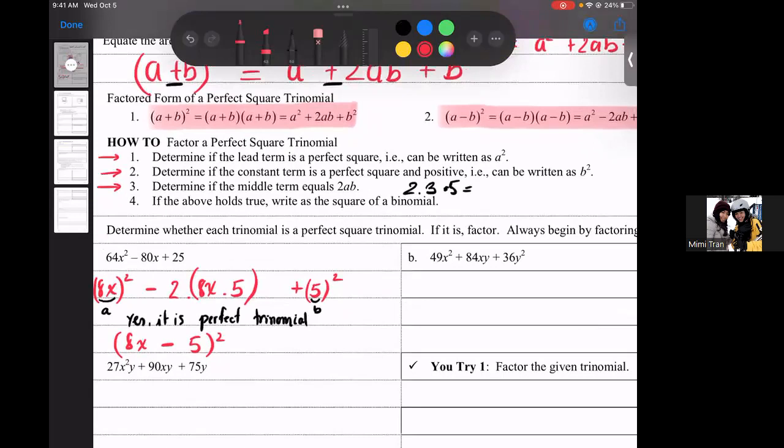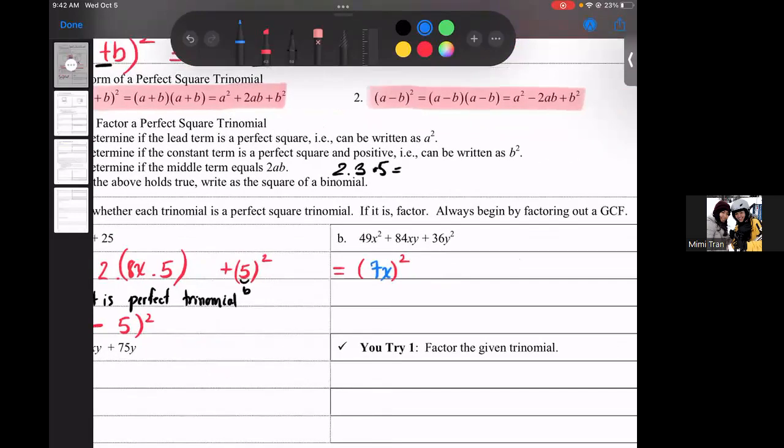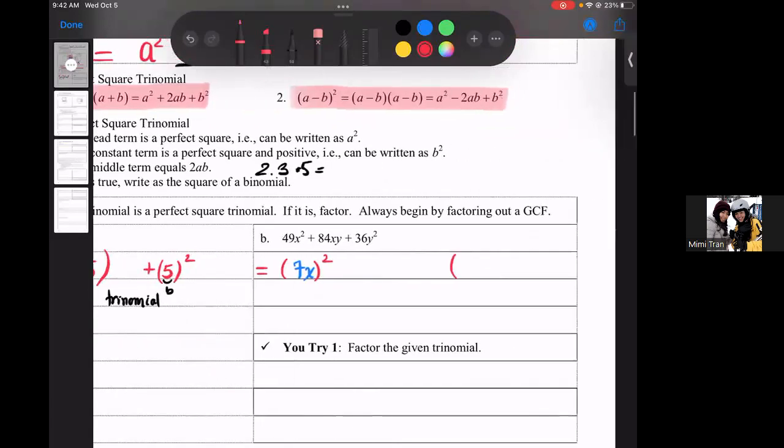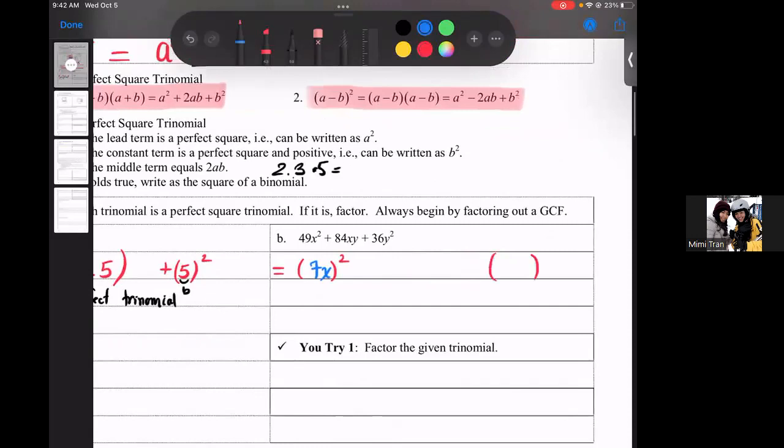All right. Let's see if B is also a perfect square trinomial. Is the first term a perfect square? Yeah. So how do I write this? Maybe I'll use blue. 7x, and then all of that squared. Very good. And then the last one, squared outside, and then B will be 6y.